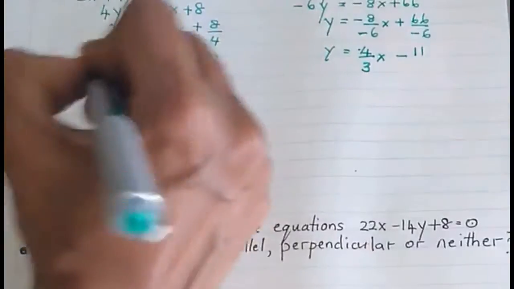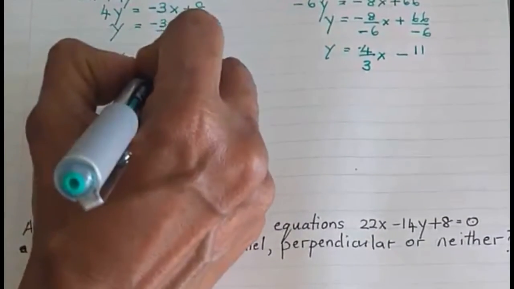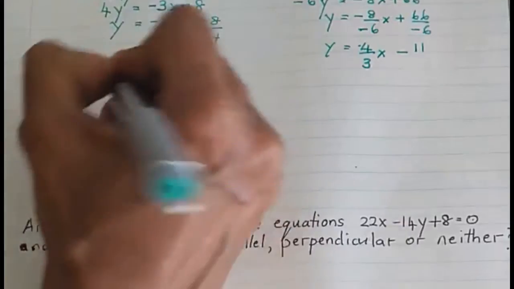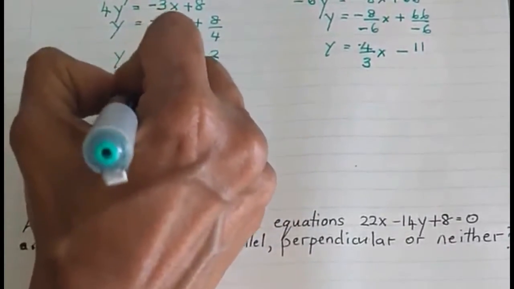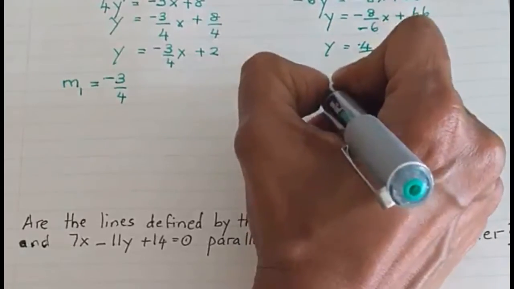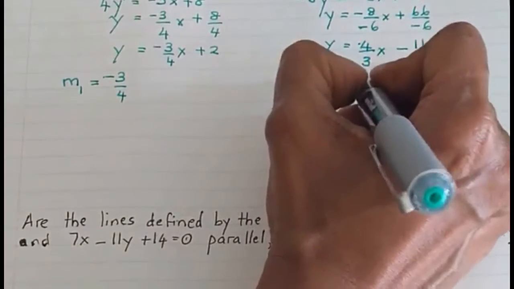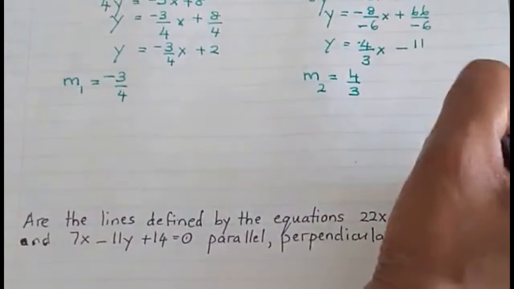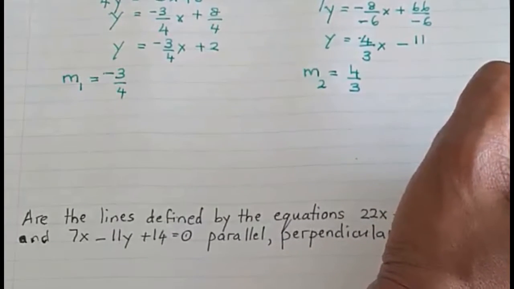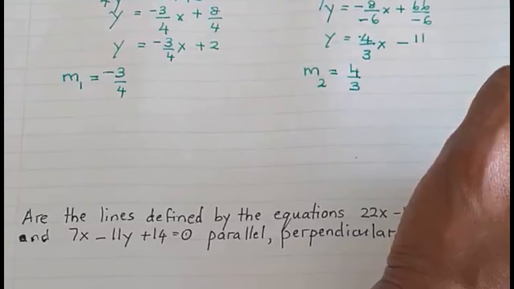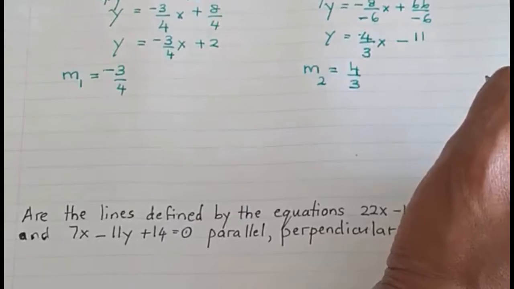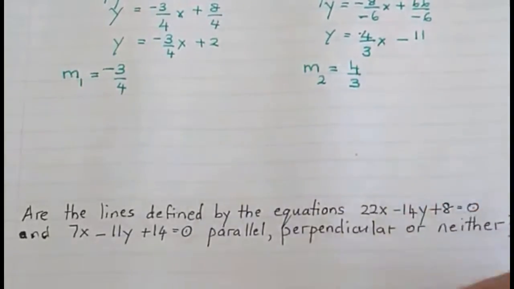Let's see what the slopes are for this line. So M1, we're going to call it M1. That's negative 3 over 4. So the slope of the first line, we're going to let it be M1. And then the slope of the second line is M2, which is 4 over 3. So we've got both the slopes. Now, based on the relationships between the two slopes, we can find whether these two lines are parallel, perpendicular, or neither.